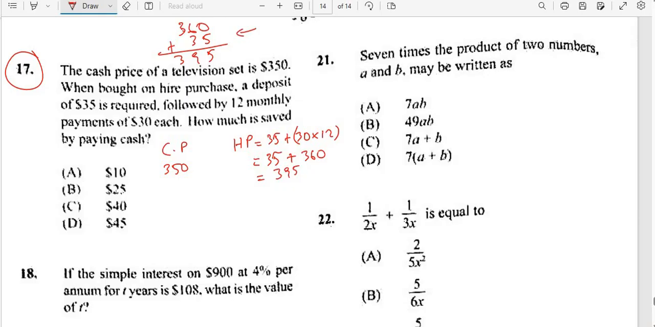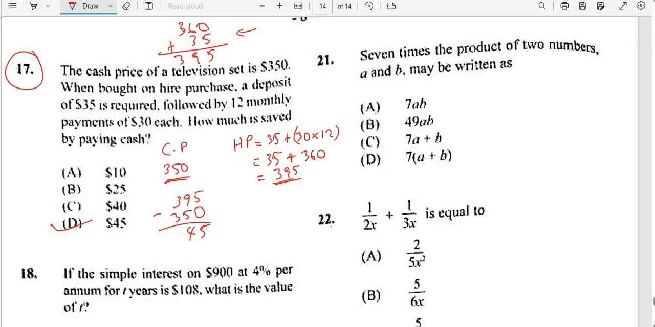Now, how much is saved by paying cash? So if you buy it by cash, you're paying $350. If you buy it by hire purchase, you're paying $395. So you basically subtract to find out how much you would save. And that makes sense, right? You just have to think about it a little bit. Now, subtract 0 from 5 is 5, 5 from 9 is 4, 3 from 3 is 0, so that's 45. So you save $45. If you're going to take it by hire purchase, you have to pay $45 more than the $350. Okay, I can just do 21 here.